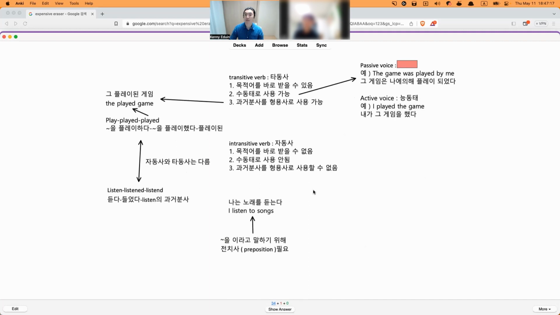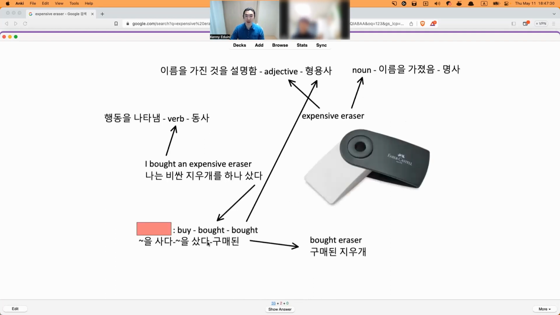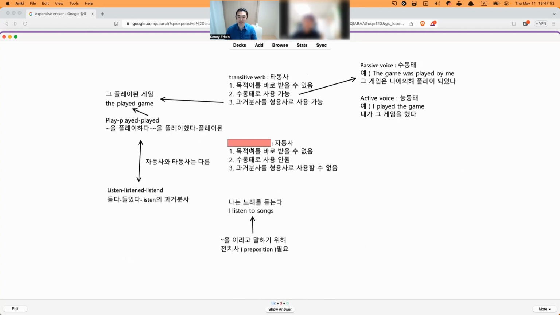오케이. Passive voice? What is passive voice? 자동태? 어, no. 수동태. 수동태. But it's okay. Just do it every day. Okay, so what is it? What is it really? I don't know. 과거분사? Is it? Oh, no. Three changes. Okay. And this?